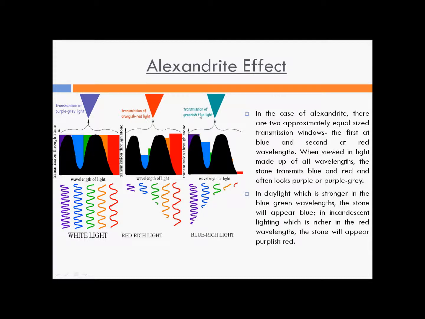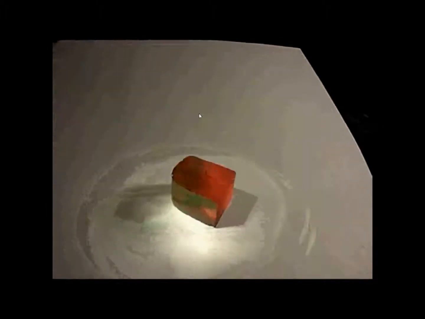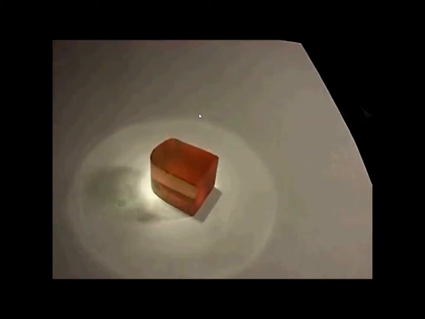And here we have a video showing you how this can occur in a stone when the light changes. You can see here at first the light looks green, but after the light changes, the color also changes to a greenish, orangish red.